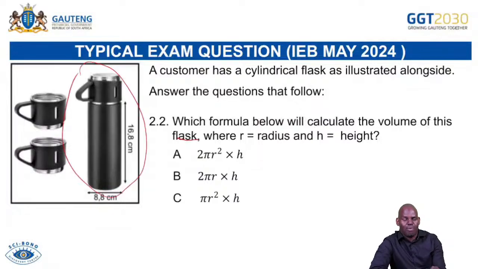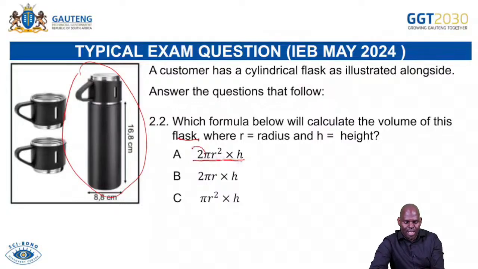Now if you look at the shape of the flask, it's a cylindrical shape, which means it's a cylinder. What is the formula for calculating the volume of a cylinder? We have to be sure about it. This one is 2 pi r squared.